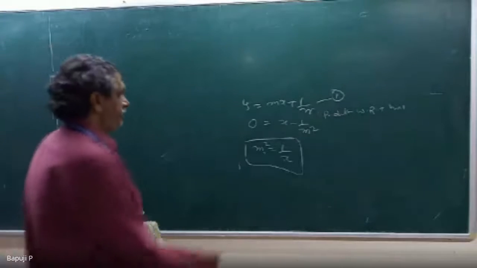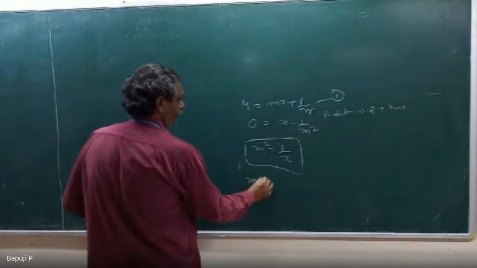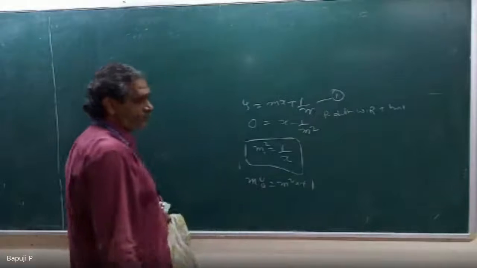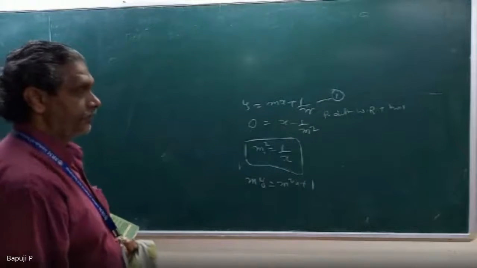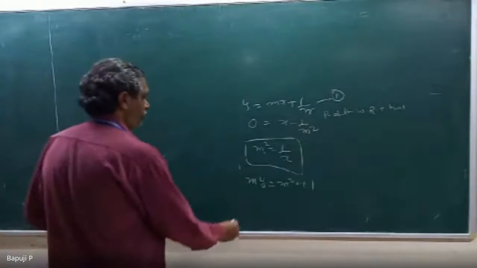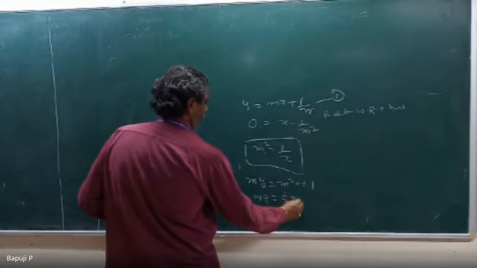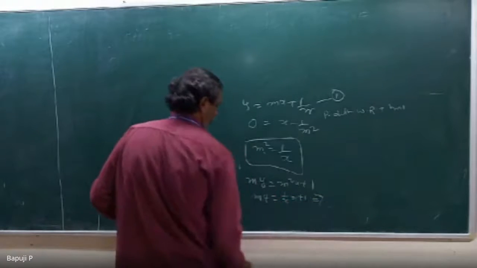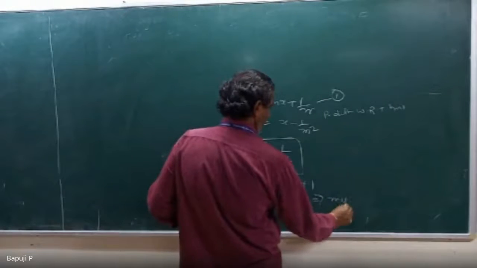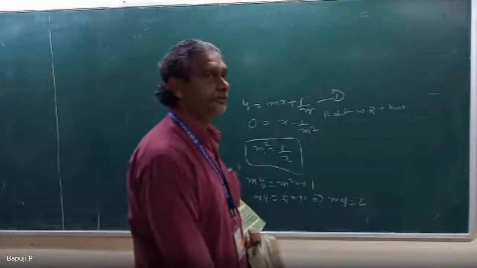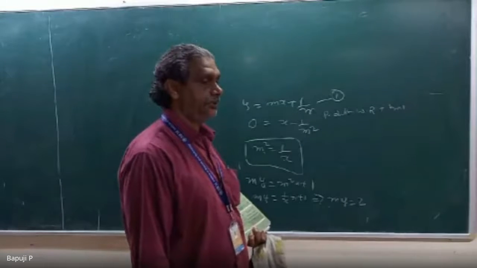Now from this, what will I get? Suppose from 1, how can I write m by is equal to m square plus x. What is my m square? 1 by x. Substituting 1 by x, what will you get? So this is equal to what? m by is equal to 2. Can you agree? Agree or not? Correct or not? Yes, sir.